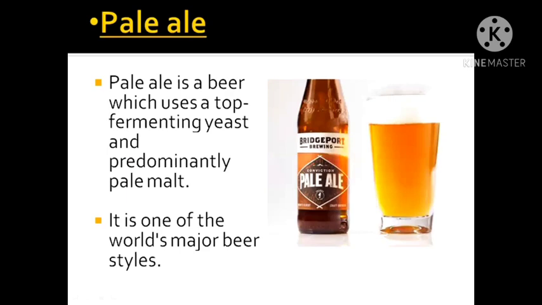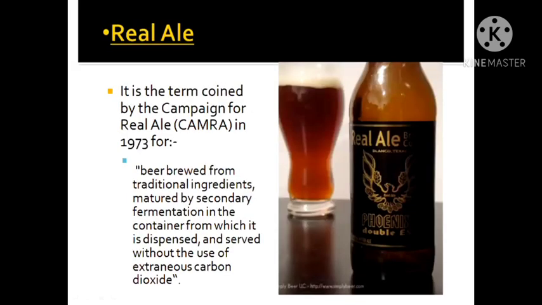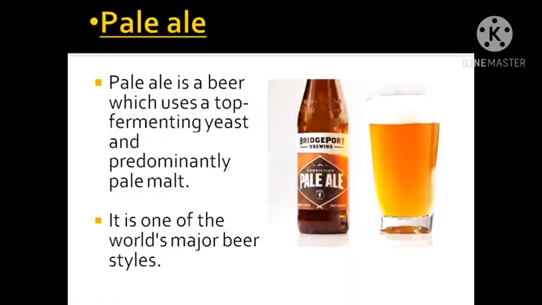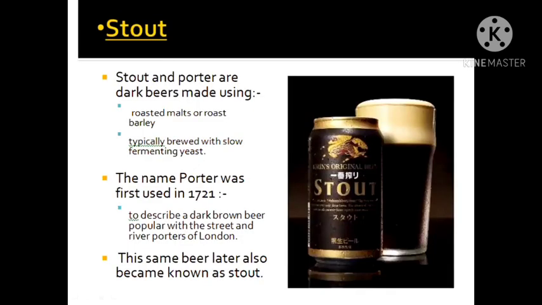In the previous slide, you must have seen the glass. The name of the glass is the Pilsner. I hope you are getting it. So, next slide. The next beer is stout.